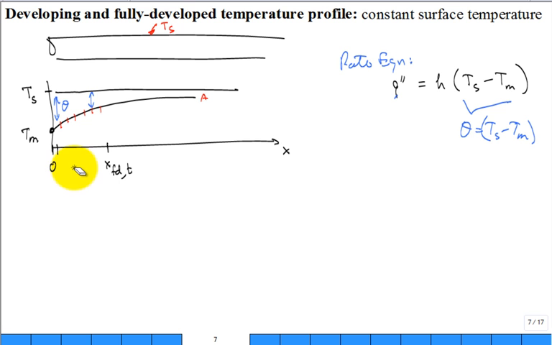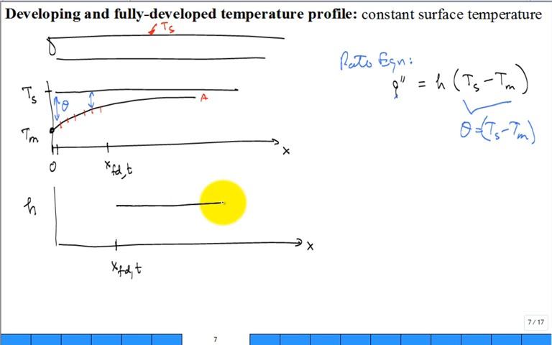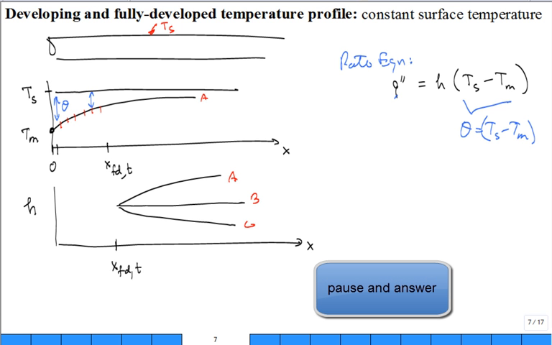Now, let's get back and talk about the h for a second. Here is x, here is the convection coefficient h, and I do have x fully developed thermally. Now I ask the question, out in this region, is h constant, or is it going to go down, or is it going to go up? So answer A, B, or C. What is my convection coefficient h doing? Is it going up, staying constant, or going down in the fully developed region? Everybody in?